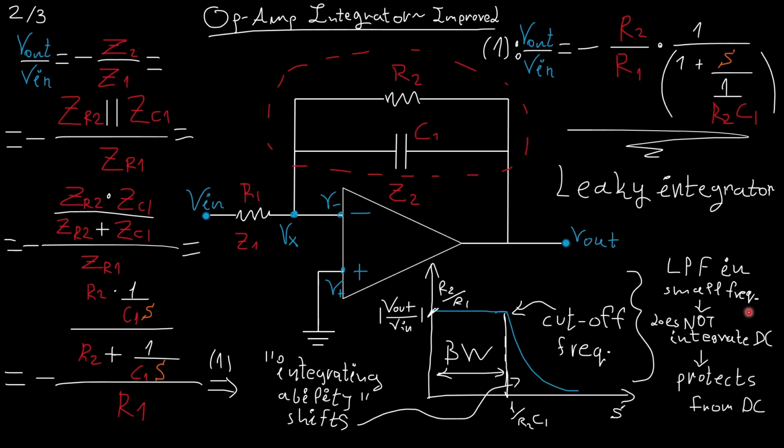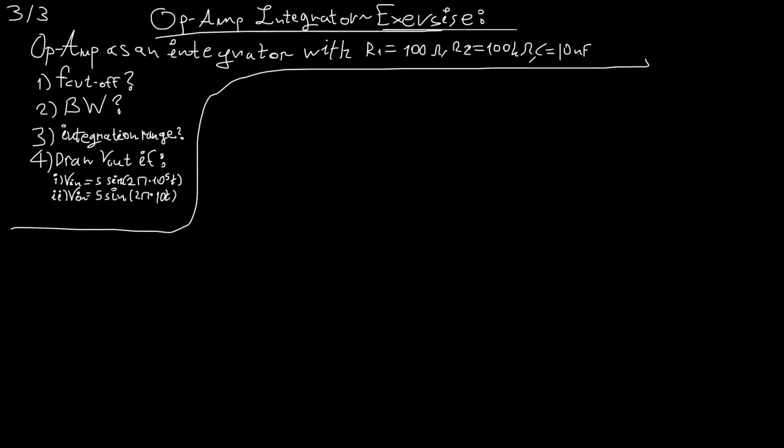Alright. And therefore, we are protected from the DC voltage. We have fixed our configuration. Now let's look at this exercise. We have an op-amp that works as an integrator, again, the improved op-amp, which has R1 this, R2 this, and the capacitance of the capacitor this.